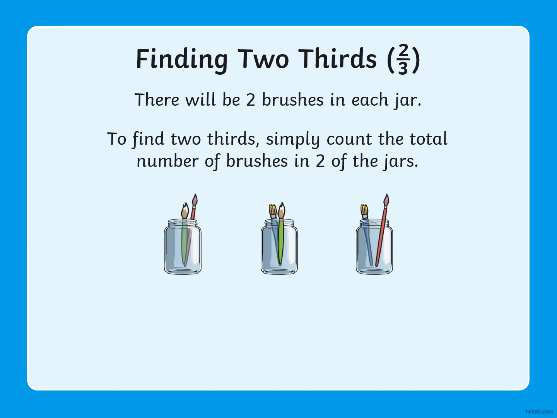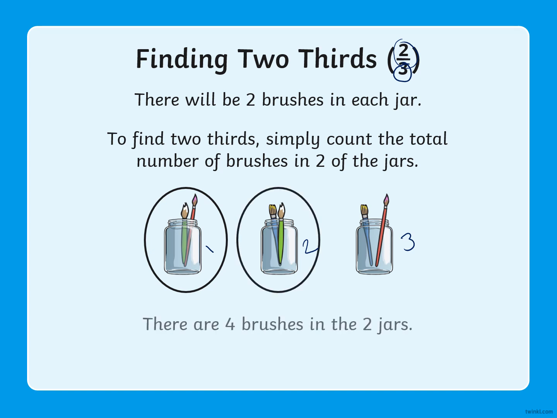Because remember, this bottom number tells us the groups. 1, 2, 3. And the top number tells us how many groups we are looking at. 1, 2. There are 4 brushes in 2 of the jars. So if we counted the brushes in those jars with the circles around them, 1, 2, 3, 4. So 2/3 of 6 is 4.